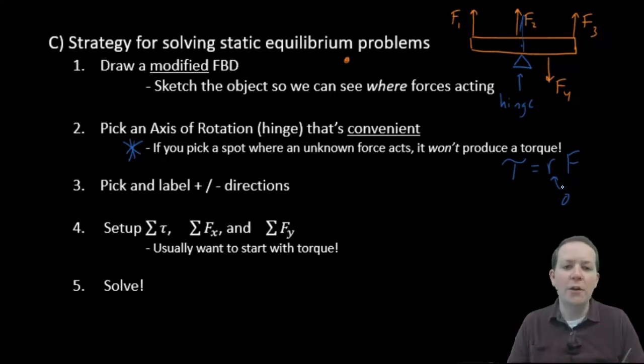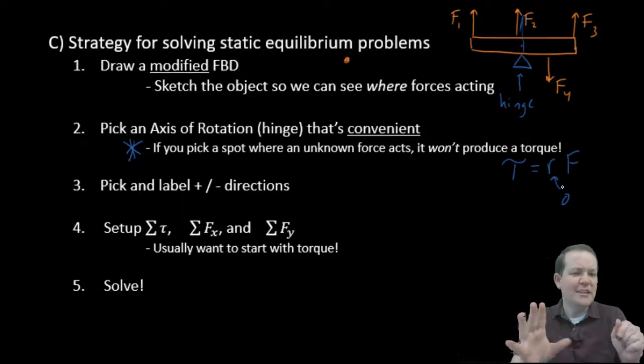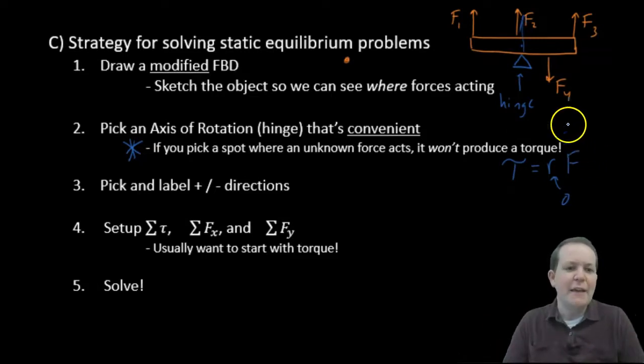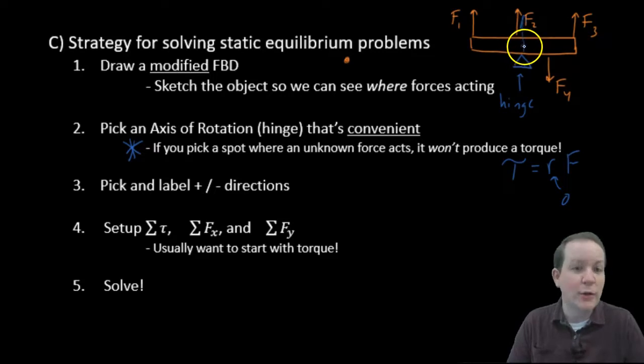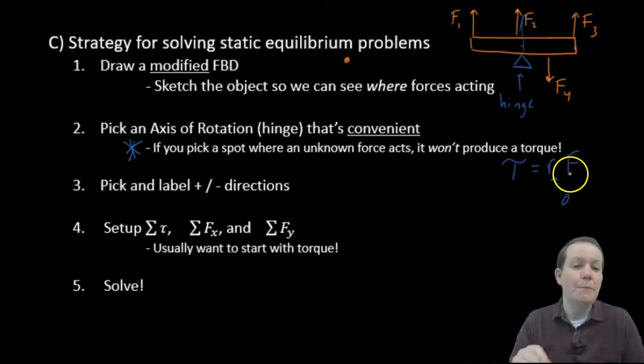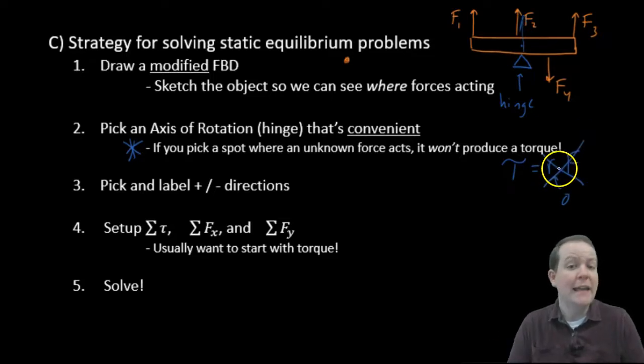So if there's a force that you don't know the value of, a little bit of a cheat. We won't see this all the time, but it might be helpful if you put the hinge in that location. There wouldn't be a torque from it, and that would just eliminate an equation or a term in your equation. You'll see that in practice.